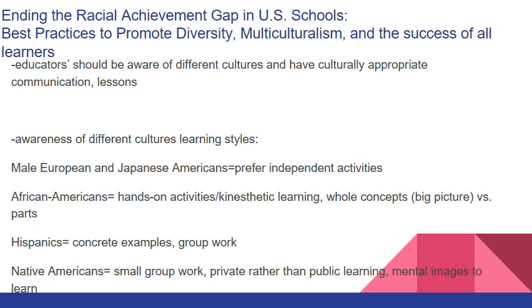As educators, we should work to reduce the racial achievement gap in U.S. schools. And the way we can do that is by promoting diversity, multiculturalism, and the success for all learners. Let's discuss some specific ways we can achieve this. First, educators should be aware of the different cultures that their students have, as well as culturally appropriate communication and lessons. You want to make sure that students have exposure to the cultural references you make in your lessons, and you also want to try to incorporate students' culture, traditions, and experiences into the lessons you provide.